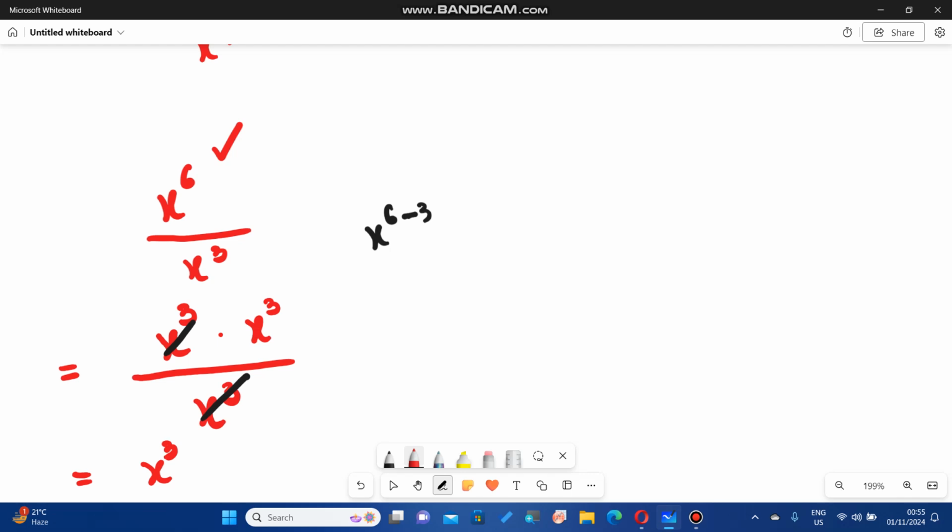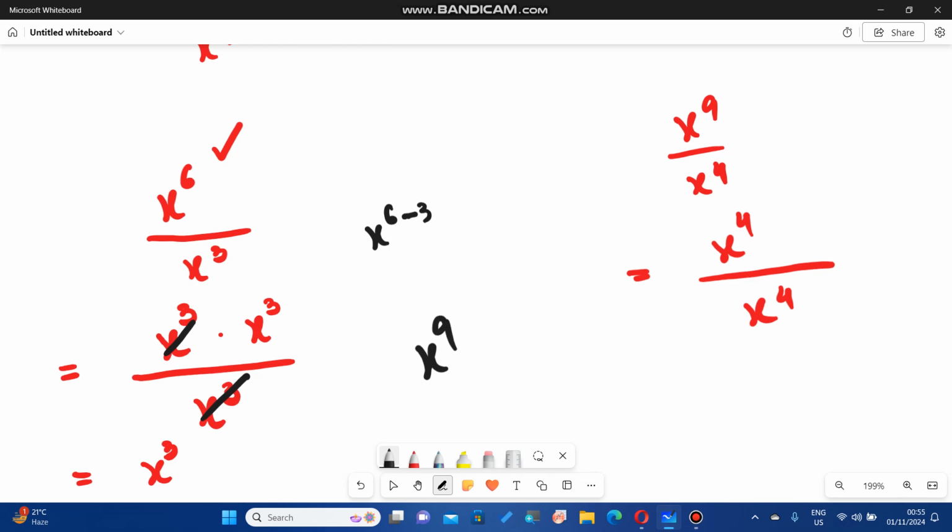Alright, let's say we have x to the power 9 divided by x to the power 4. We will write the denominator. Now we are going to write the same x to the power 4. Out of this 9 we already wrote 4. We are going to subtract this 4 here. What do we get? We are left with x to the power 5. We can cancel x to the power 4 with x to the power 4. What are we left with? We are left with x to the power 5.